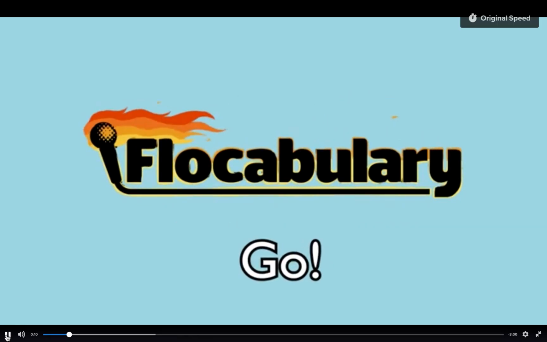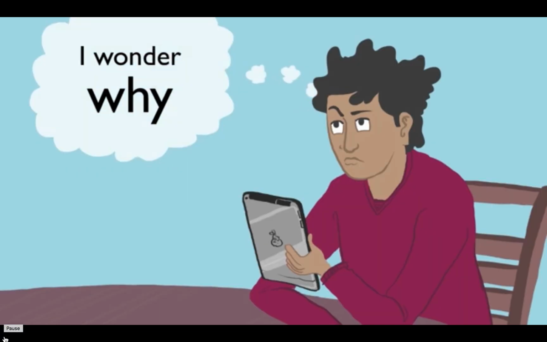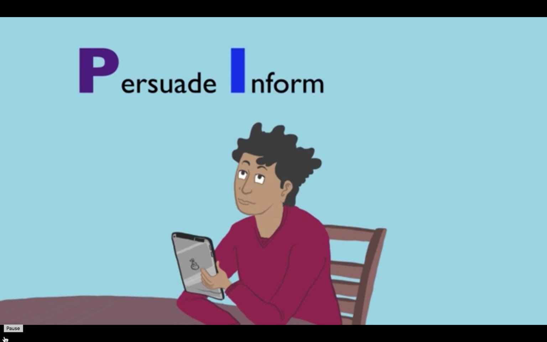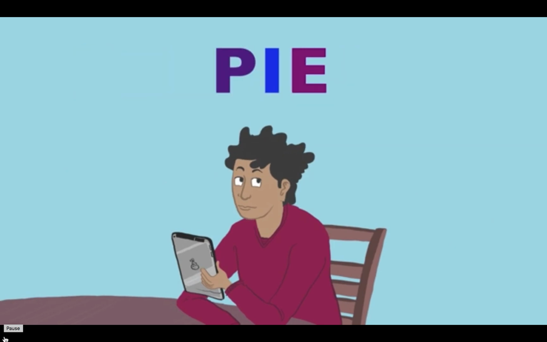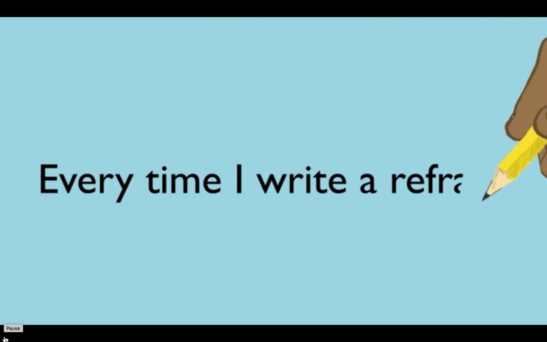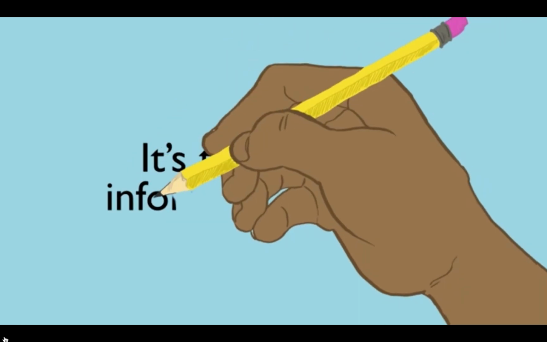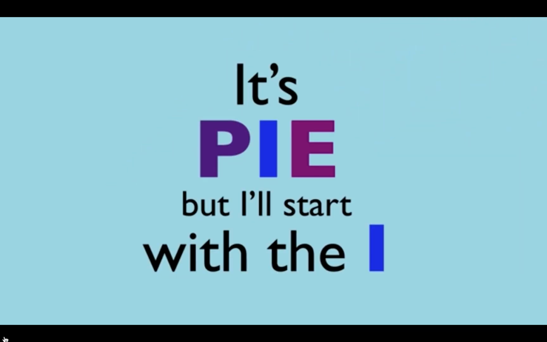Let's go. Authors write, I wonder why. It's to persuade, inform, or entertain. That's why, yeah, every time I write a refrain, it's to persuade, inform, or entertain. It's PIE, but I'll start with the I.